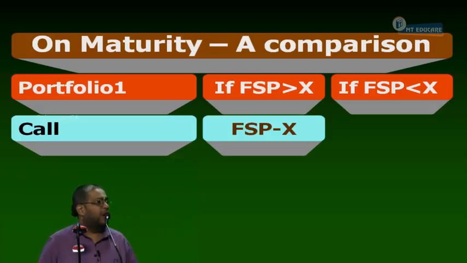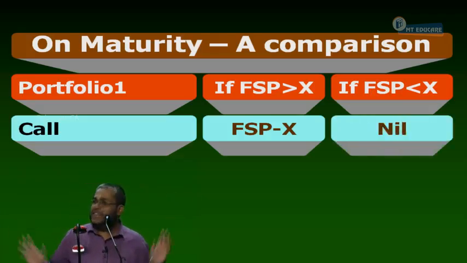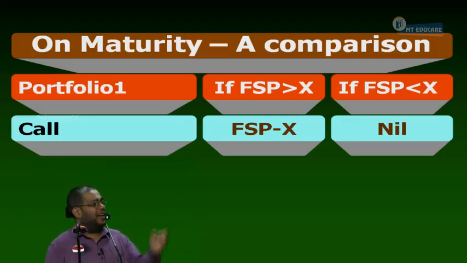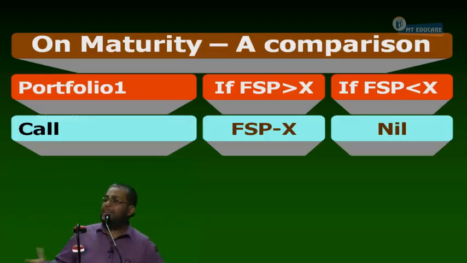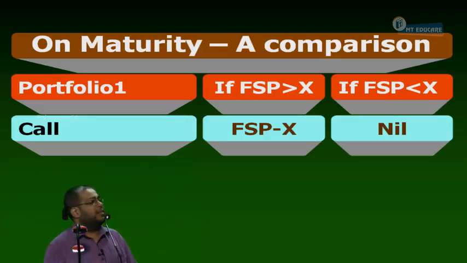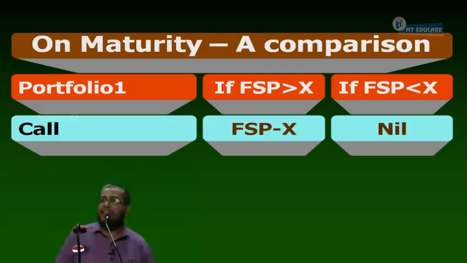The call has become worthless. The entire premium is waste. It is nil. Yes or no? This is the value of my asset, the call option. This call option can be worth FSP minus X, or the call option can be worth nothing. These are the two possible values for the call option on maturity date. Yes or no? Like that, I have only the call.